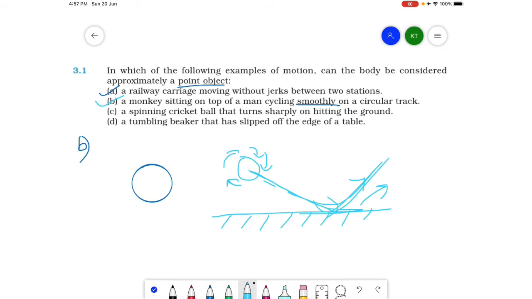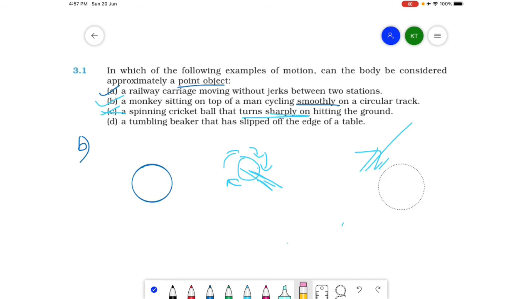Only when the size of the ball is considerable can friction act. So when this ball suddenly turns sharply on hitting the ground, that means this is not a point object. This is not a point object.